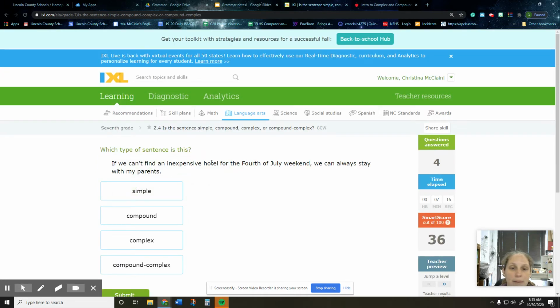If we can't find an inexpensive hotel for the 4th of July weekend, we can always stay with my parents, all right? We can always stay with my parents is a complete sentence, right? So we have an independent clause. If we can't find an inexpensive hotel for the 4th of July weekend. So if is another one of those subordinating conjunctions. So this is a dependent clause, right? We, and then can't find is my verb. So we is my subject, can't find is my predicate. So we have a clause instead of a phrase. So this is a complex.